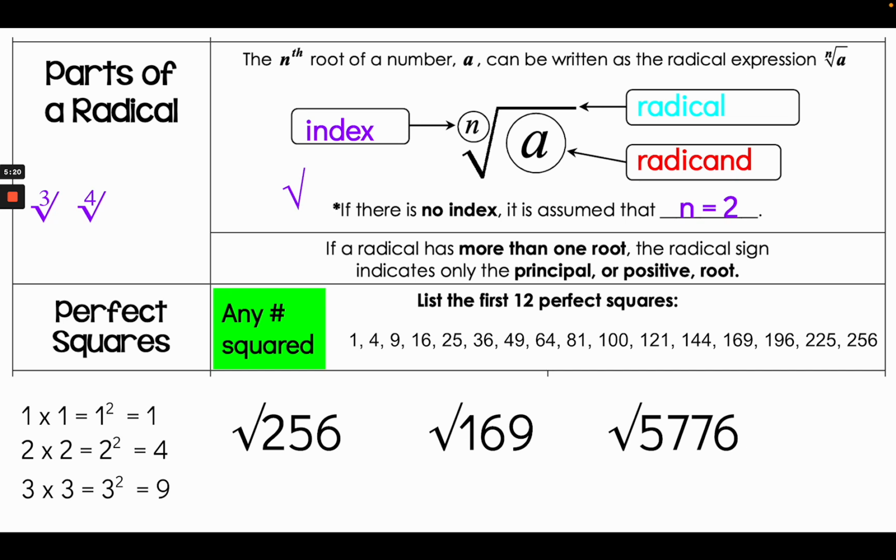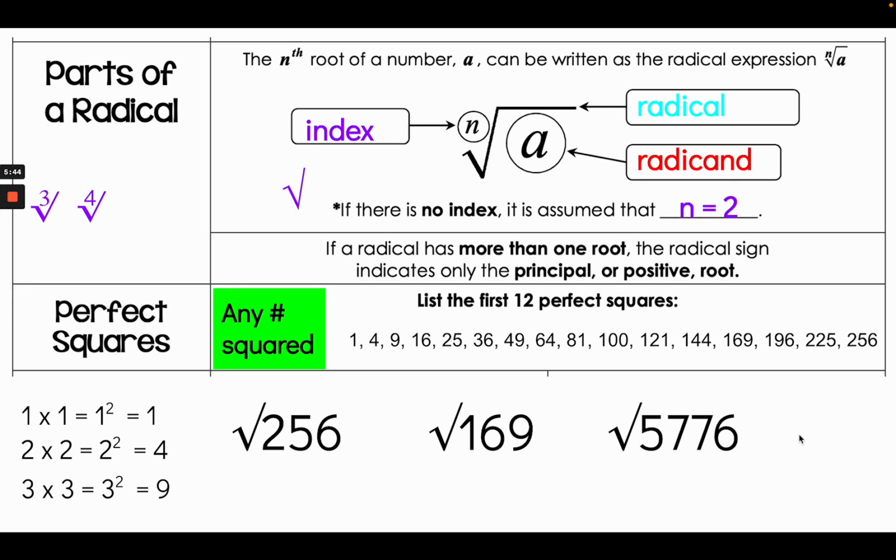Okay, last one. Try it on your own. Square root of 5776. Okay, what answer did you get? You should have gotten the answer of 76. Is it 76? I think it's 76. Okay, let's move on.